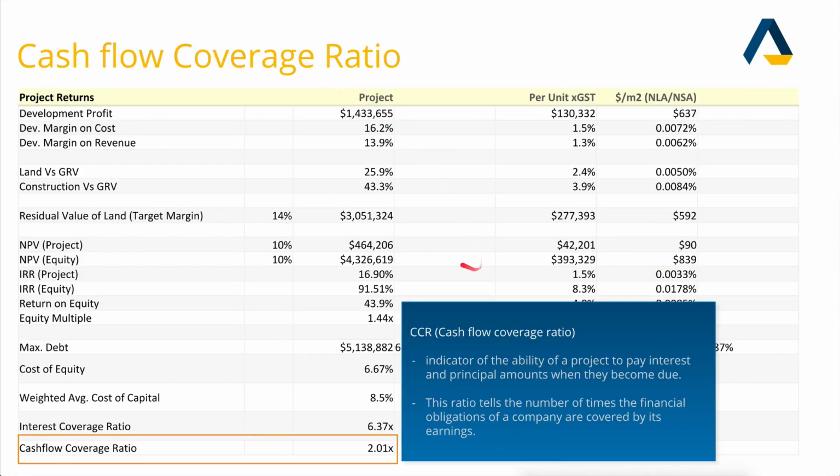Cash flow coverage ratio, which is CCR, is an indicator of the ability of a project to pay interest and principal amounts when they become due. So that means whenever the cash flow falls due, it's the ability of the project to actually pay these things. This ratio tells the number of times the financial obligations of a company are covered by its earnings. So what it is telling me is that whatever financial obligations I have for this project, I can cover them twice in this scenario.